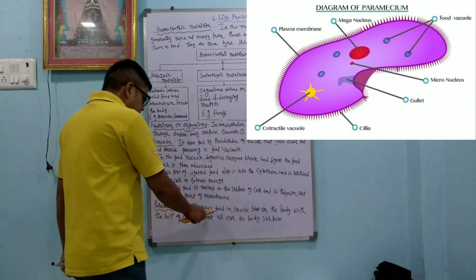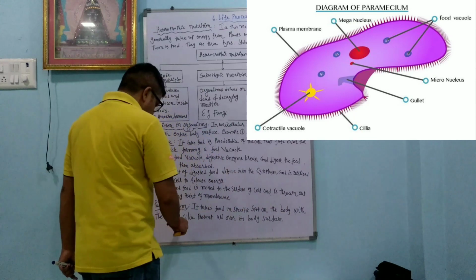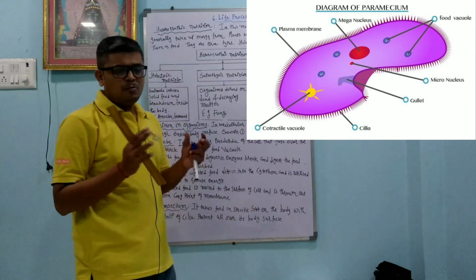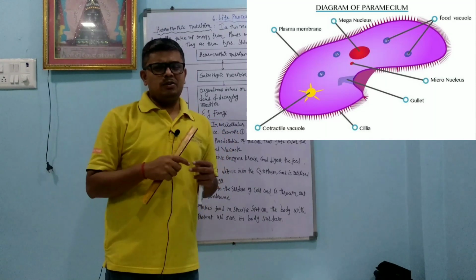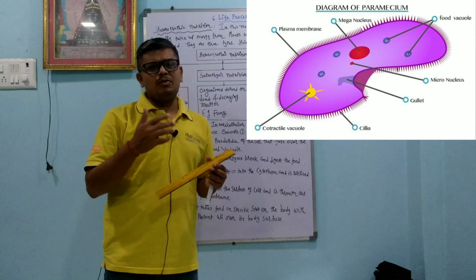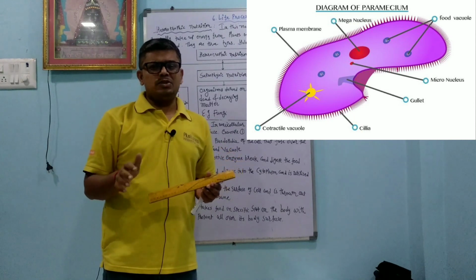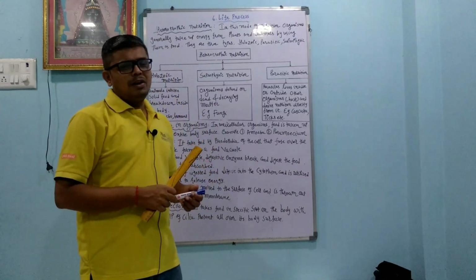Okay, it takes the food in a specific spot on the body with the help of cilia present all over its body surface. So it takes the food by the cilia, and afterwards, in the same way, diffusion starts, excretion starts, and all processes are over. So this is all about the nutrition in amoeba and paramecium.